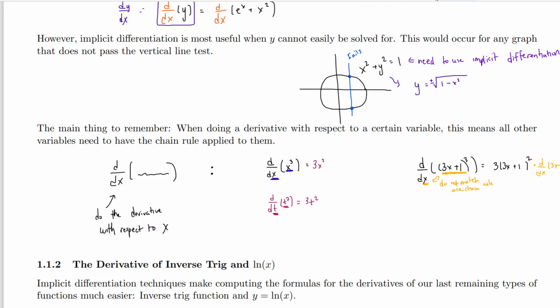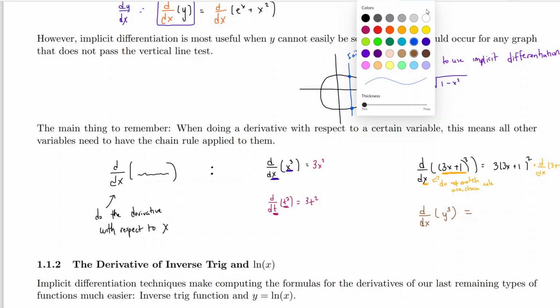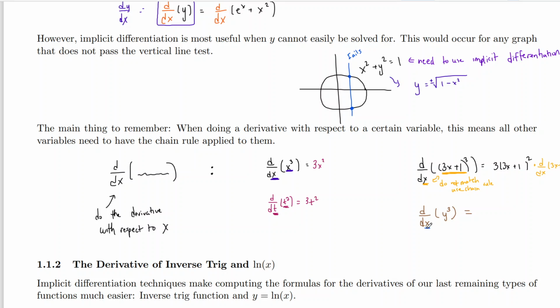Well, now in this section, instead of having just something inside that has x in it, but it's not just x, we're going to have completely different letters. What if I had y instead of x? So what if I wanted to do the derivative with respect to x of y cubed? Well, the first thing is that because these aren't matching, the derivative we want to take with respect to is the letter x, but our variable inside is y. They still do not match.